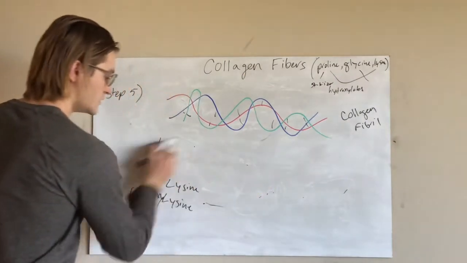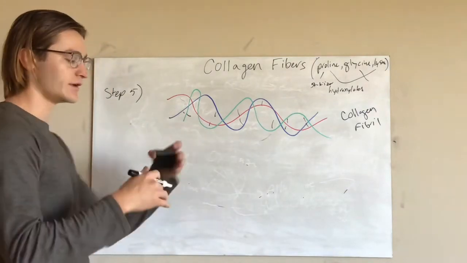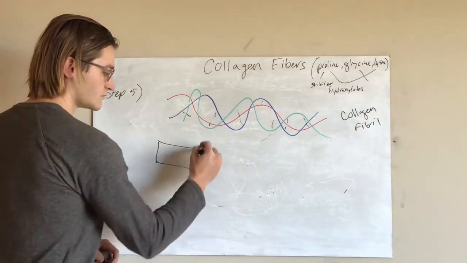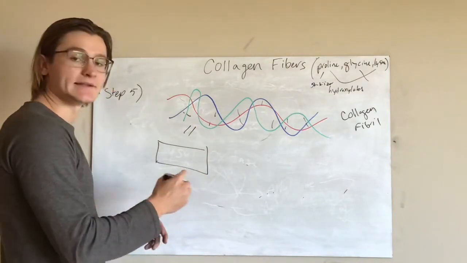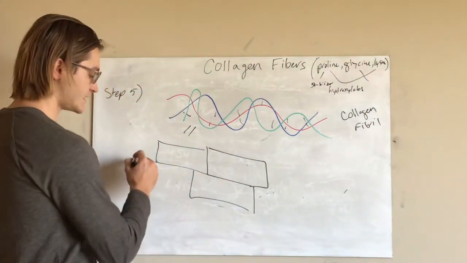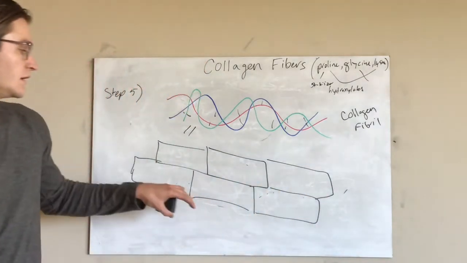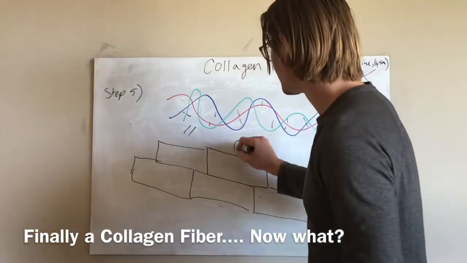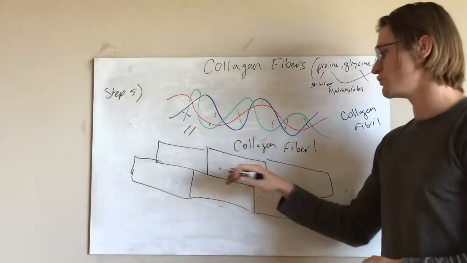Well, these allysines and hydroxyallysines are very reactive, and so what happens is we have a bunch of collagen fibrils, and I'm going to draw them as blocks. So we have a bunch of these, that equals collagen fibrils, and what's going to happen is these allysines and hydroxyallysines are going to covalently bond to each other in a staggered way. So they're going to stagger on top of each other, and then that's going to make your collagen fiber. So this is your collagen fiber. And there you have it. You created your collagen fiber.